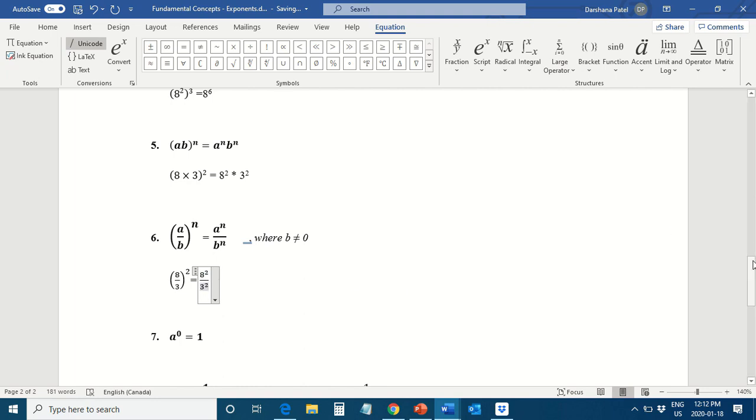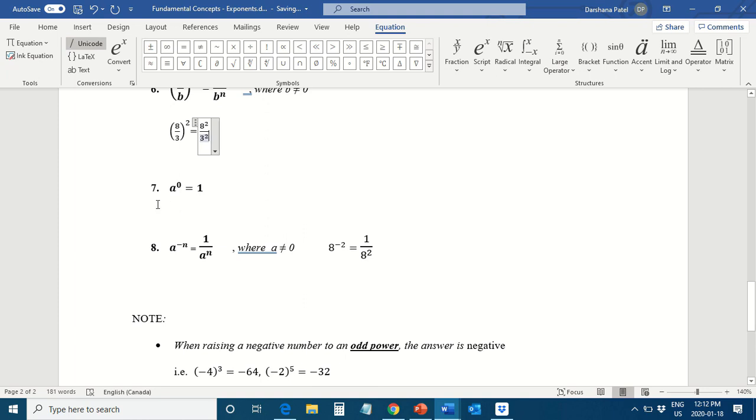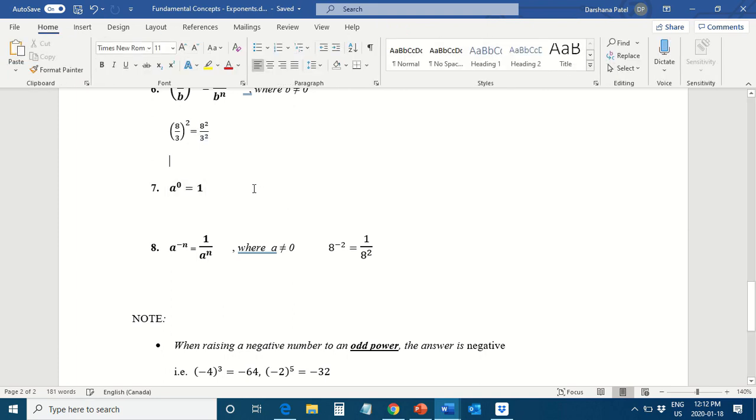Okay. Rule number 7 then, anything to the exponent 0 will always be 1. So if I have 5 to the exponent 0, it will simplify to 1. If I have 9 to the exponent 0, it will simplify to 1. However, you have to be careful with something like this. If I have, let's say, 9a to the exponent 0, it basically means 9 times a to the power of 0. So the 0 only applies to a, not to the 9. So the answer will be 9 times 1, giving us 9, not 1.